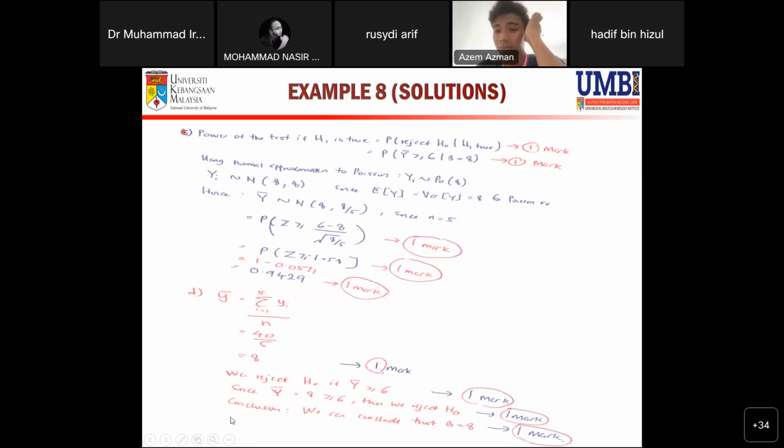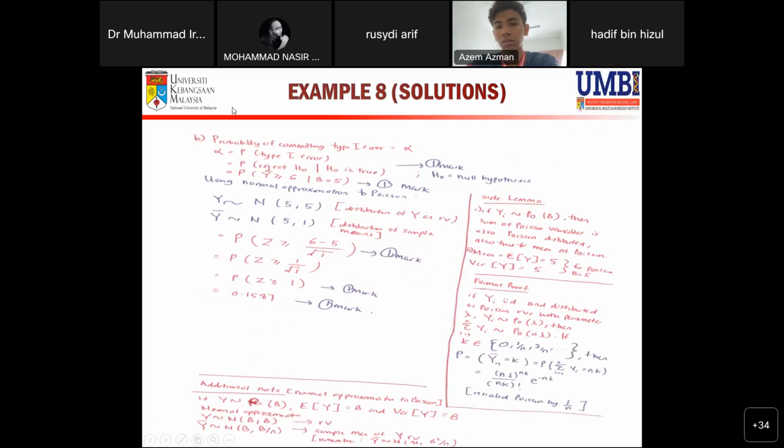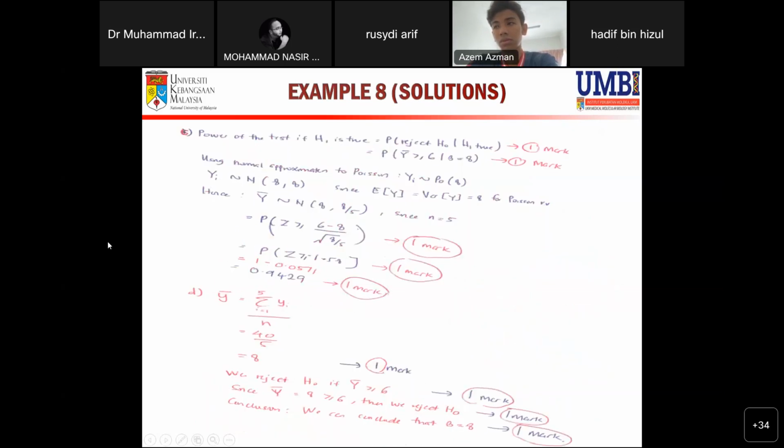So we can conclude that beta is equivalent to 8, which means that the parameter under the alternative distribution is correct, not the parameter under the null distribution, which is 5. So 5 is false, 8 is correct, based on these 5 observations of 6, 7, 8, 9, and 10. Okay, so we'll get 4 marks: 1, 2, 3, and 4.